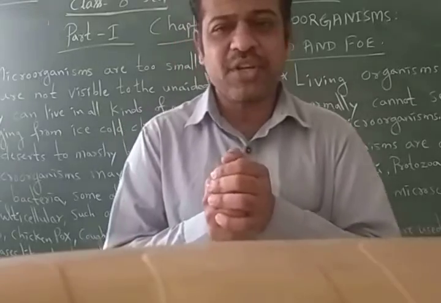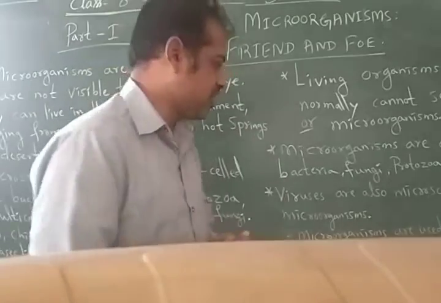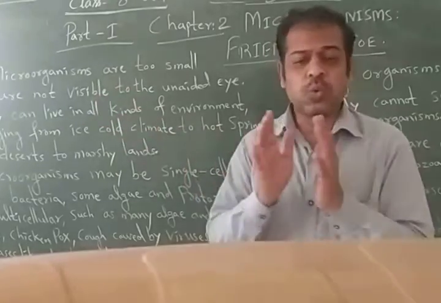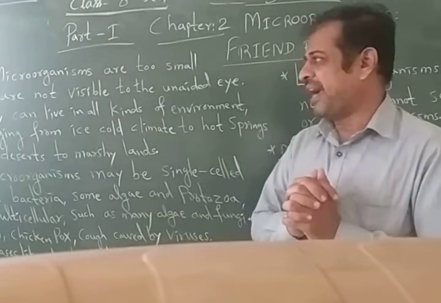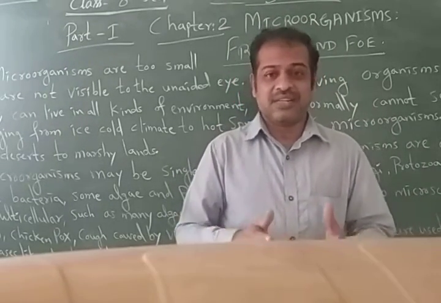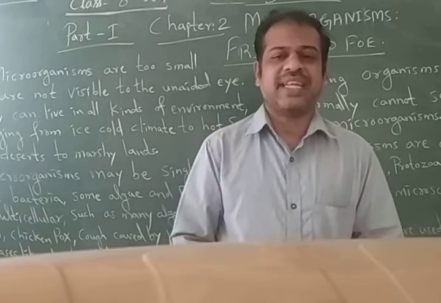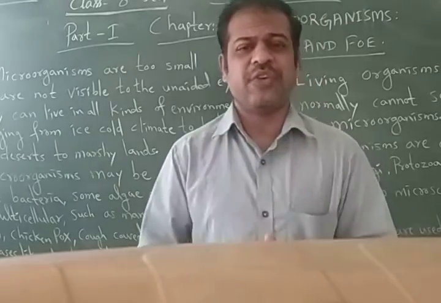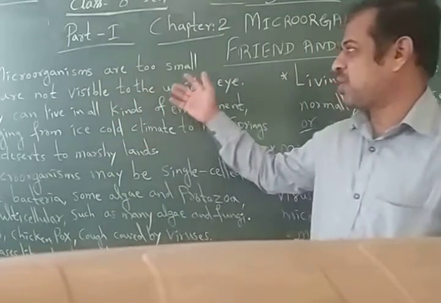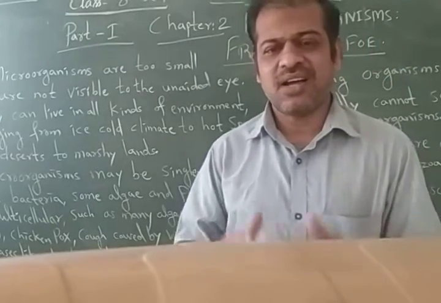They are used for the preparation of curd, bread and cake. Okay, students, we can see that microorganisms are too small and are not visible. What do you mean by visible? Not visible means which we cannot see with our naked eyes. Using a microscope we can see the microorganisms. Microorganisms are too small and are not visible to the unaided eye.